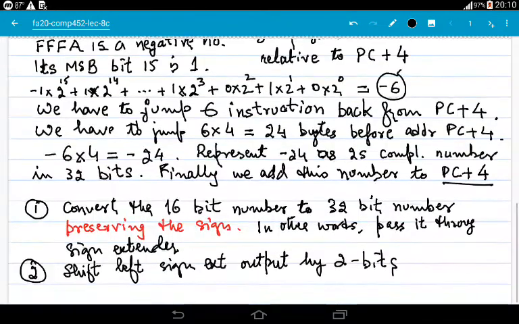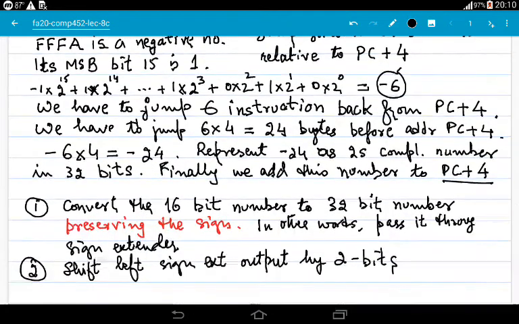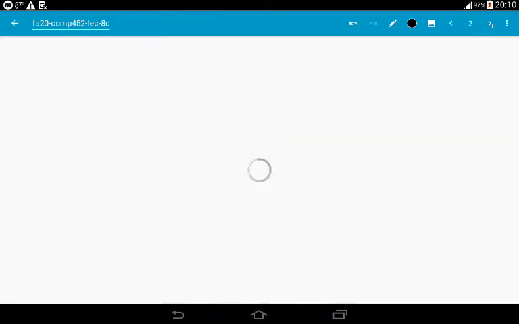Okay, so let's write this thing here. Shift left sign extender output by 2 bits, and now we go to the next page.